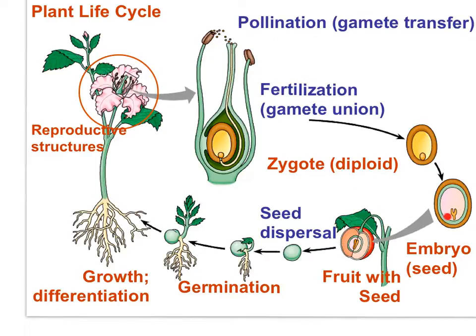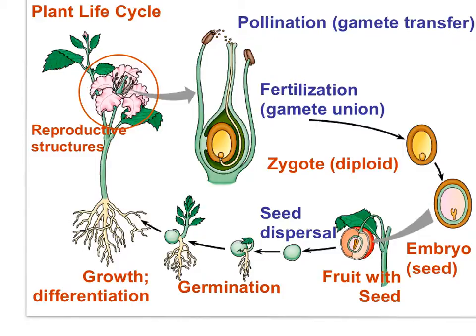Now, the embryo is enclosed within the seed. The fleshy part of the fruit develops around the seed to facilitate dispersal of the seed away from the mother plant. And then, under the right conditions, the seed germinates and grows into an adult plant, a reproductively mature plant that can flower.